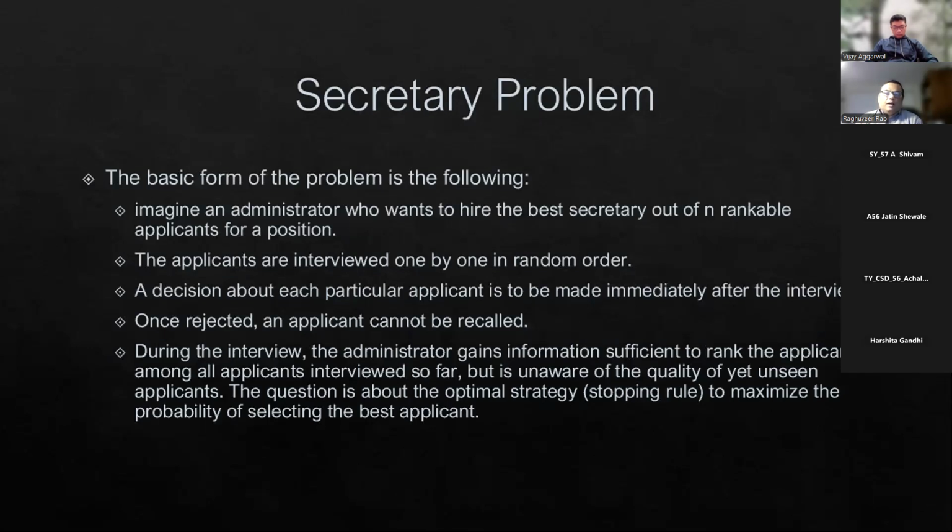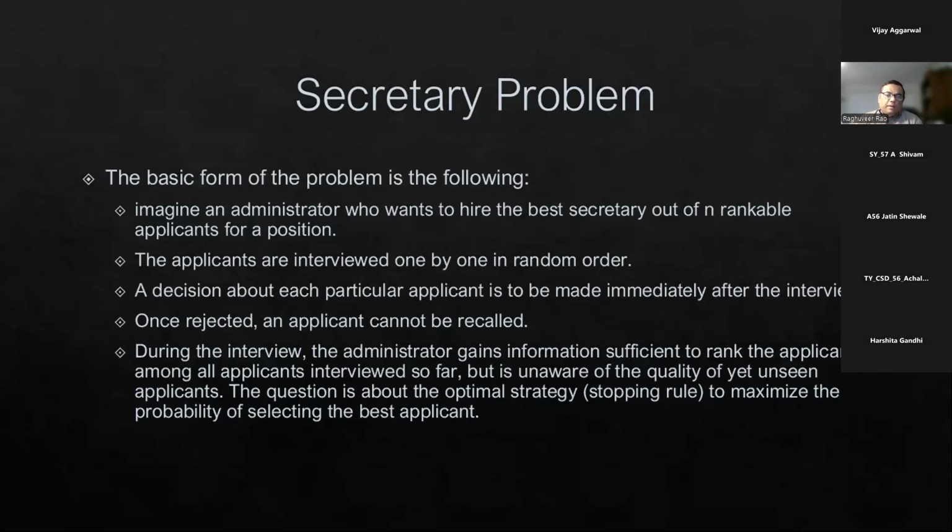Now, let's start with this particular problem. This is a pretty famous problem in computer science. This is called the secretary problem. Basically, assume that you're a manager and you are to hire a secretary. You have n number of applicants who are lined up for this position. You can interview these candidates one by one, in order. So you interview the first candidate, second candidate, third candidate.